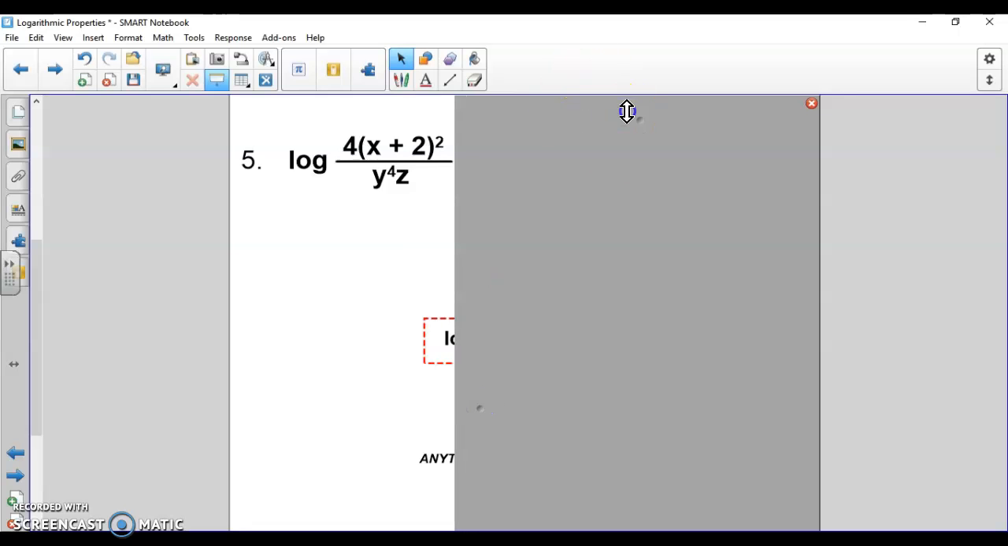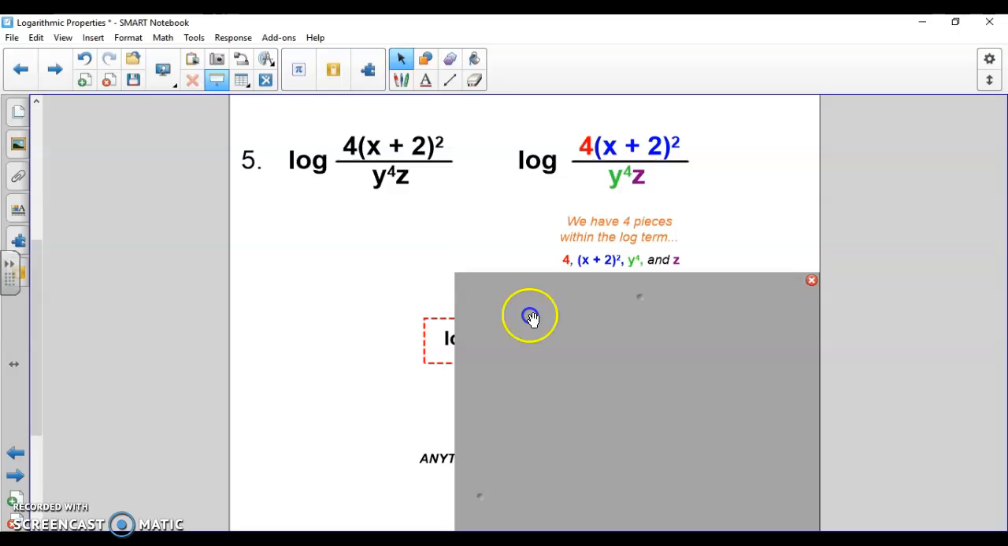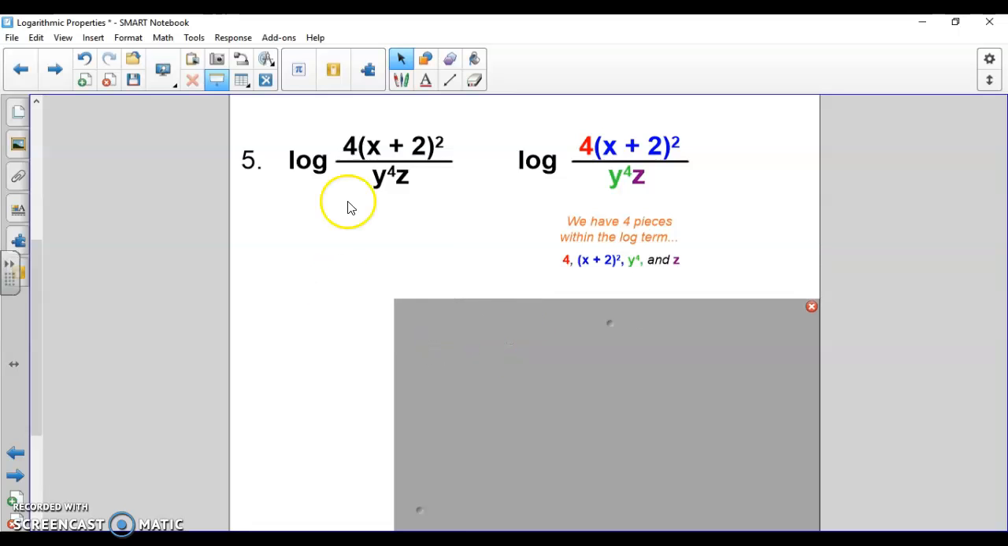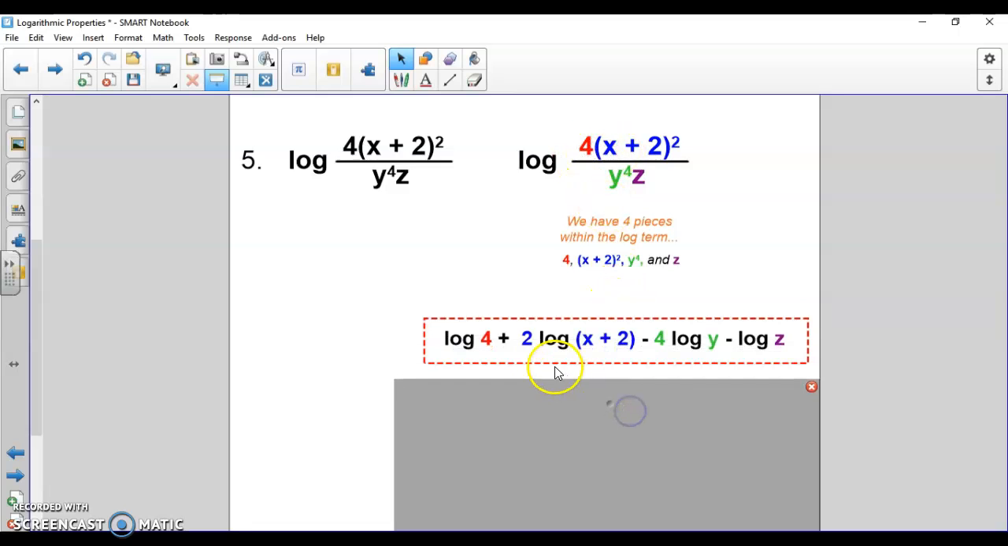Next one. So we got that. Got all my pieces. Log of 4 times x plus 2 squared all over y to the 4th z. So I technically only have 4 terms. This is the first time I have a binomial in here, an x plus 2 squared. That is technically one term. The x is not a single term and 2 is not a single term. The whole thing, x plus 2, is one term, or one piece. So I am multiplying. Anything up top is positive.